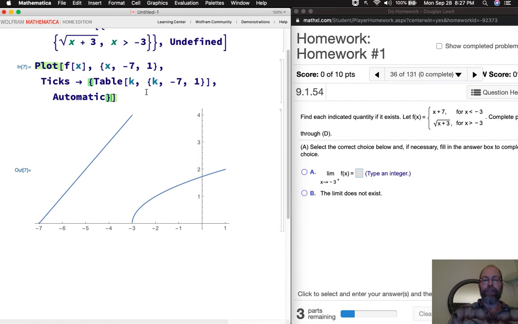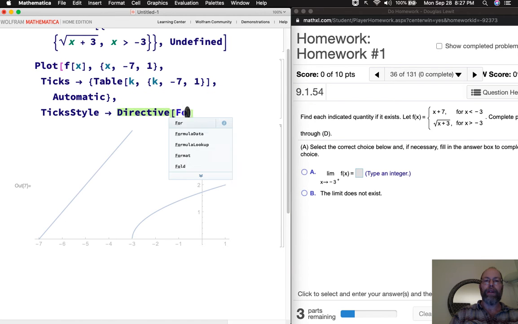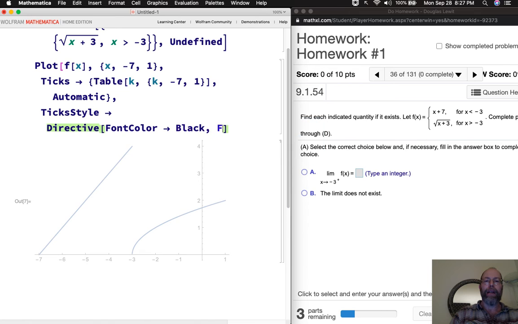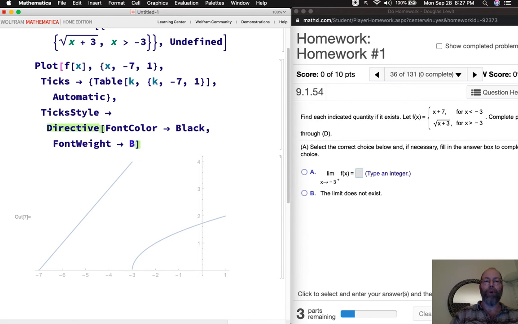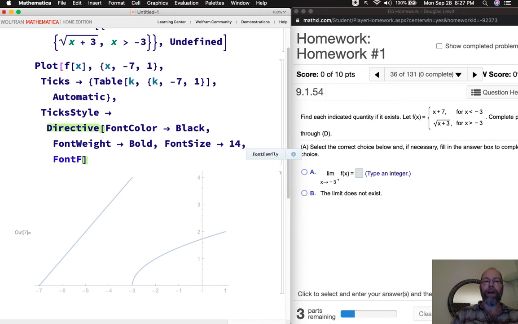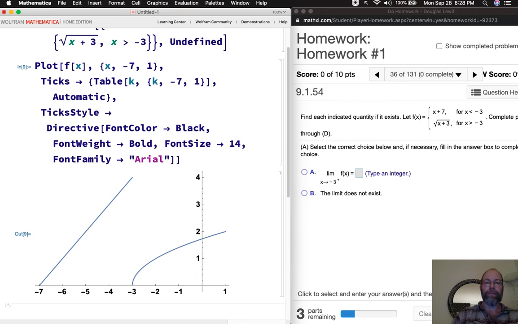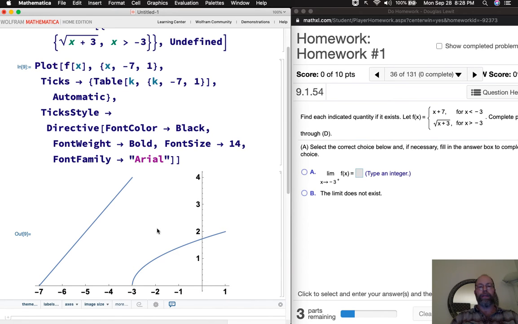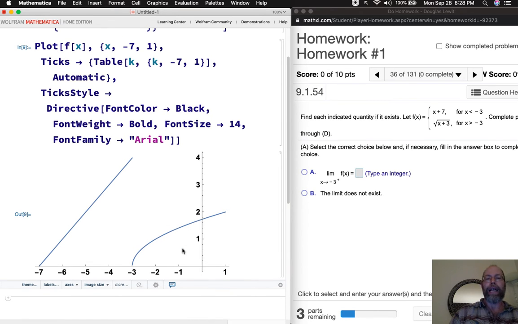And we could make the picture look even nicer. Tick style. This is a directive. Font color can be black, and font weight can be bold, and font size 14 pixels, and font family, I happen to like Arial. Okay, now it's starting to look even better.